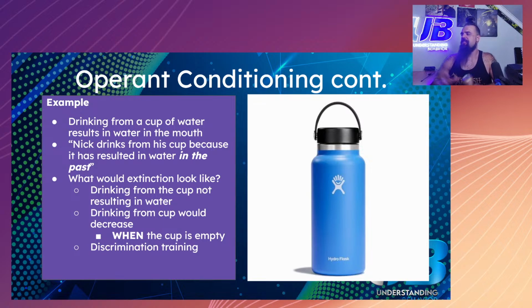This also creates that discrimination training. So like this water bottle, it's kind of heavy. It's got some weight to it. So I'm going to be more likely to drink from this cup than I am from this cup because of that weight that shows me whether each behavior will get reinforced or not.